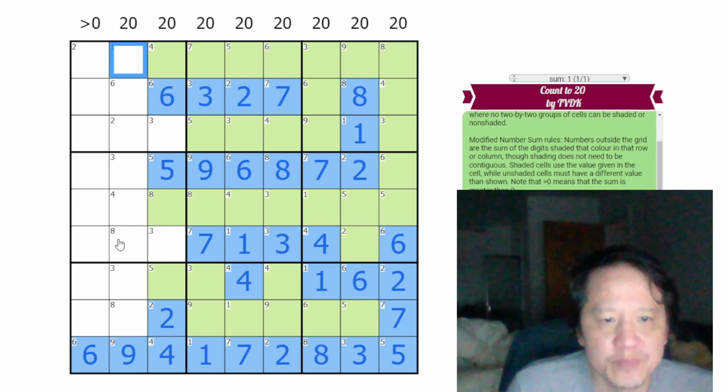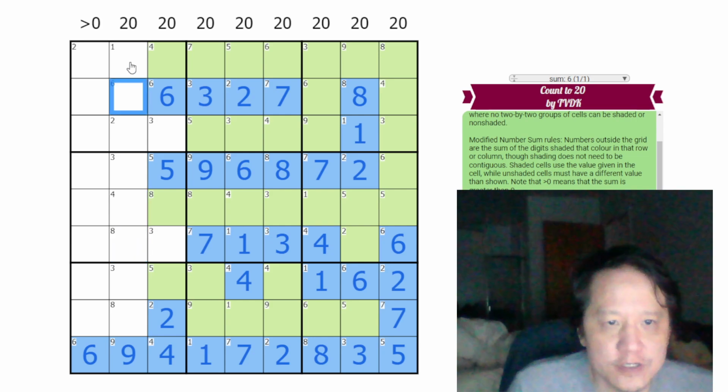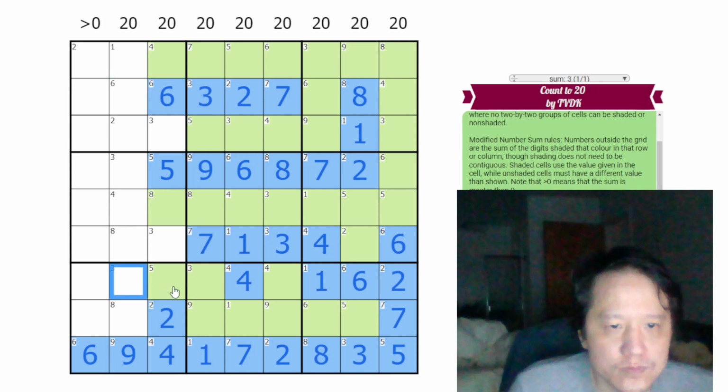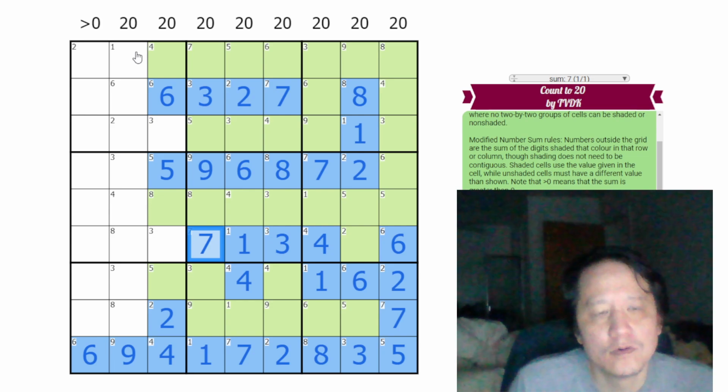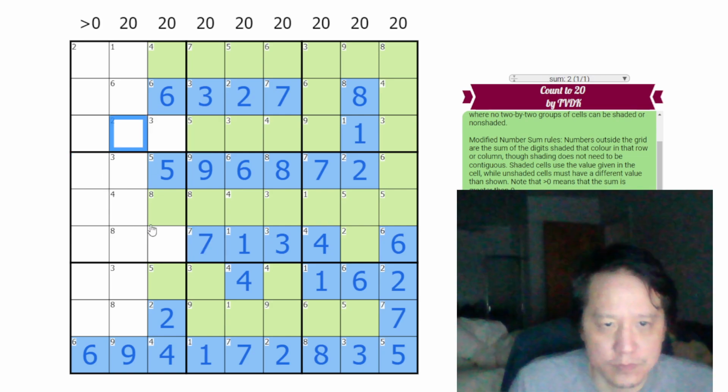What are the possibilities here? 8, 2, 1, 8, 3, 4, 6, 1, 6, 2, 3. I think those are the only possibilities for this column, right? Okay, so this cannot be. This specifically cannot be because there's already 6 here, and then this would have to be 6 if it's shaded.